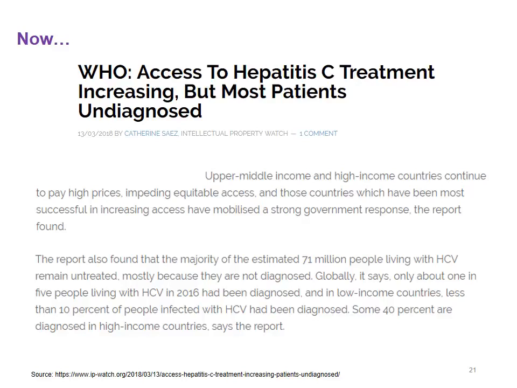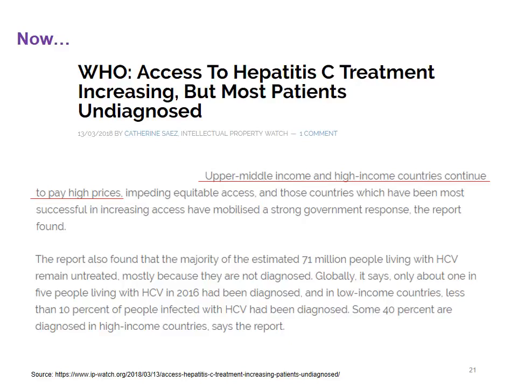Now the prices of hepatitis C medications have dropped in low-income countries because generic versions of these medications have been introduced, so more people can now afford these medicines. However, these medicines still remain very expensive in upper middle income and high income countries.